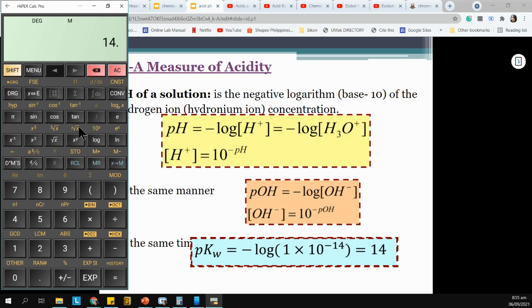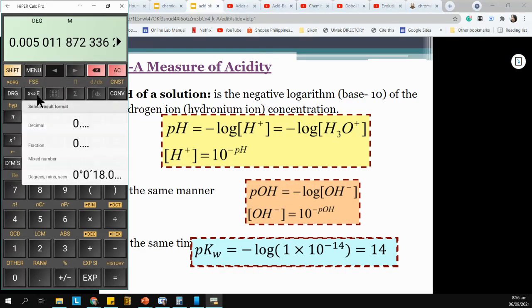We'll get our pH value. Let's say we have 2.3. Its pH is 2.3. What is the hydrogen concentration? Just add a negative and shift, then log. So that's 5.0 times 10 to the negative 3. That is its concentration.